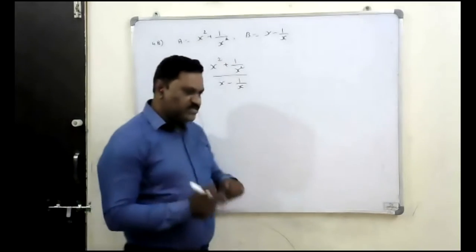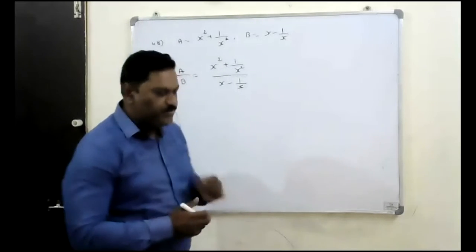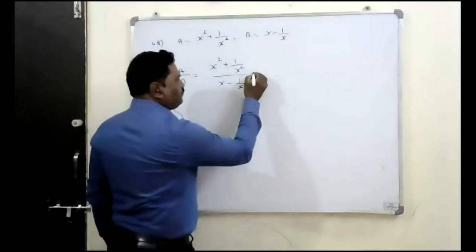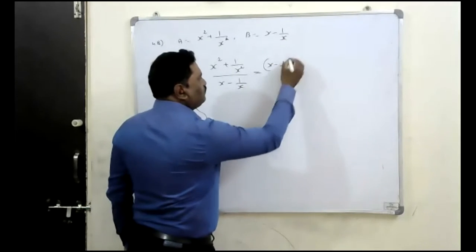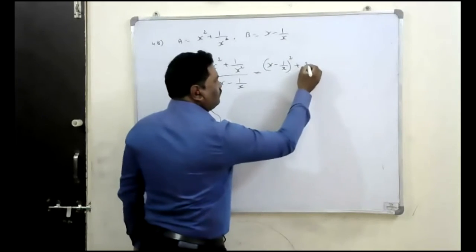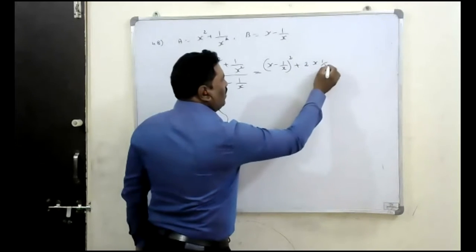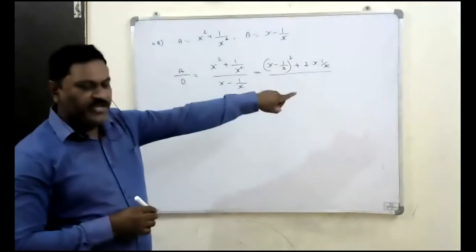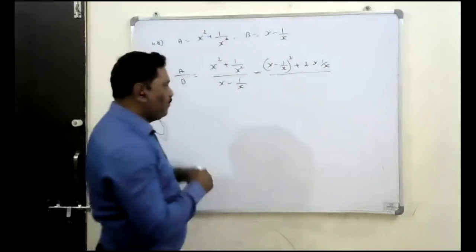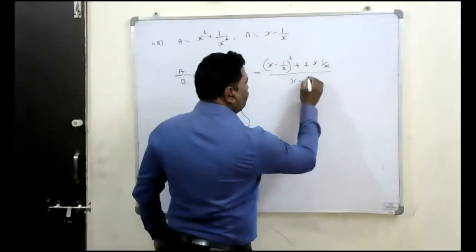Tell me, what is the formula for a square plus b square in terms of a minus b? a minus b whole square plus 2ab. So like that we can write the numerator: a minus b whole square plus 2ab, that is a square plus b square, upon x minus 1 by x.